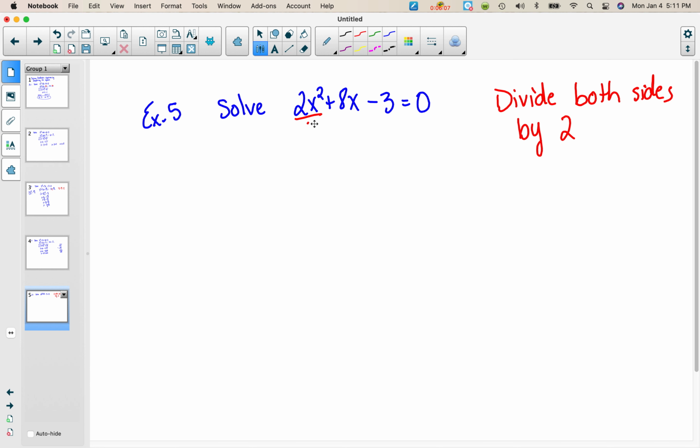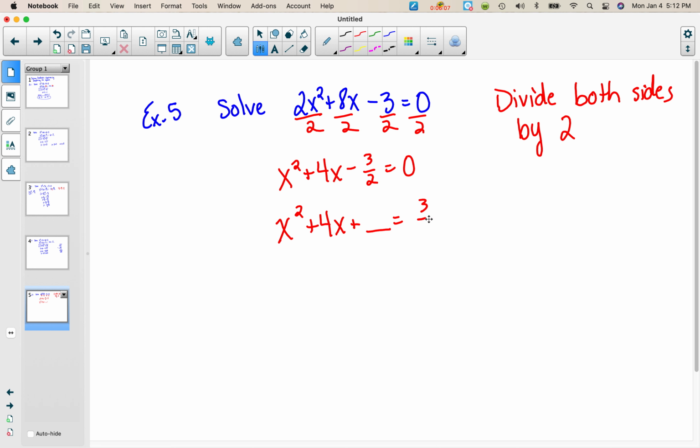So we're going to do that. I'm going to divide everything by 2. So I get x squared plus 4x minus 3/2 equals 0 divided by 2 is still 0. Now I can do like I did before. Now I got a fraction in there, not a big deal. So we get x squared plus 4x plus blank equals 3/2 plus blank.